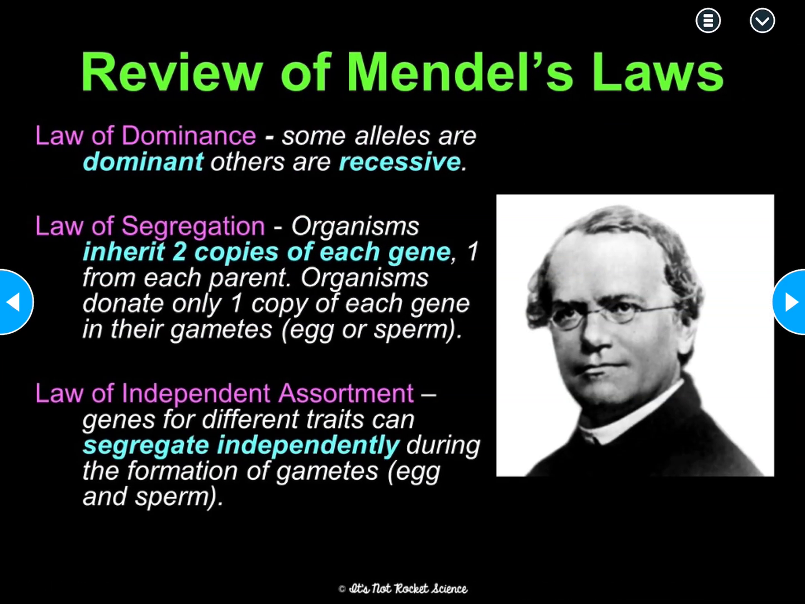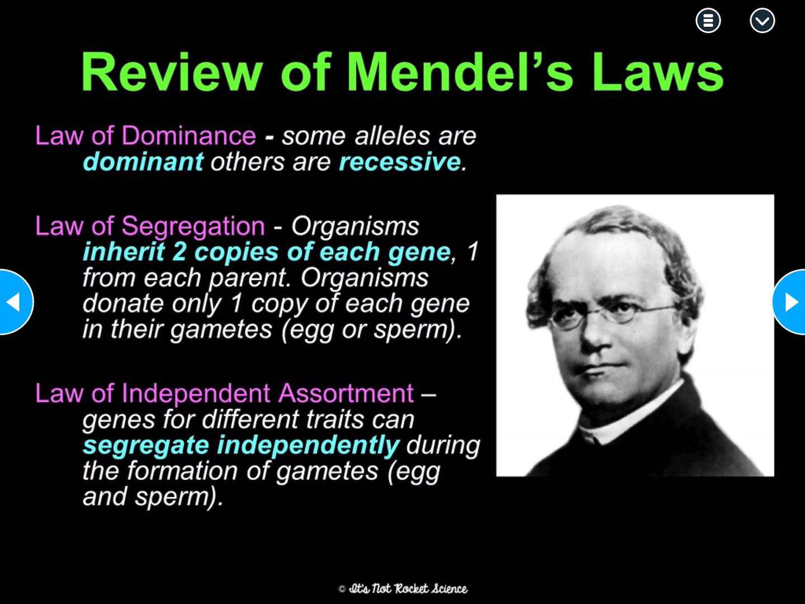When we did Punnett squares, you saw that there were 3 laws. Law of dominance, where some alleles are dominant, others are recessive. Law of segregation, organisms inherit 2 copies of each gene, one from each parent. So mom can only give one, dad can only give one. And then law of independent assortment says that one trait separates independently from another trait. So things don't tend to go together.